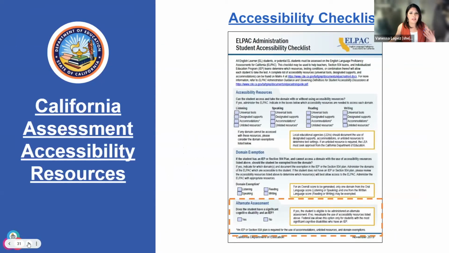So again, going back to the accessibility checklist, if you scan down the page, you'll see a section that calls out specifically the alternate assessment. And you'll see that the very first question included there is, does the student have a significant cognitive disability and an IEP? Yes or no?